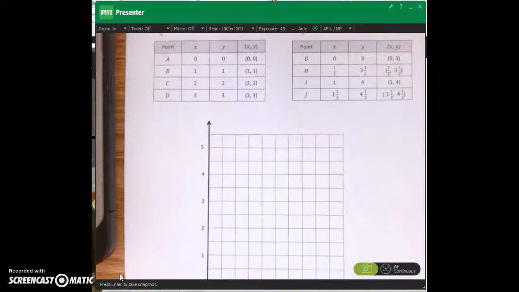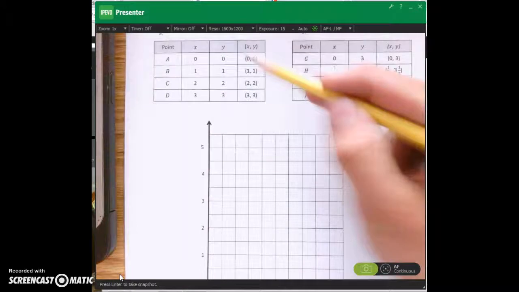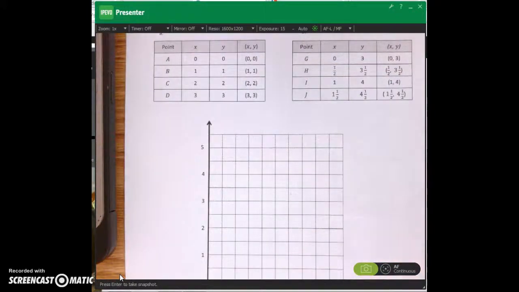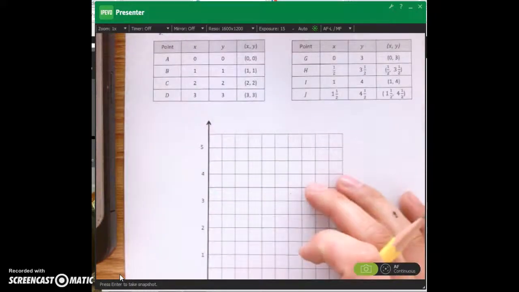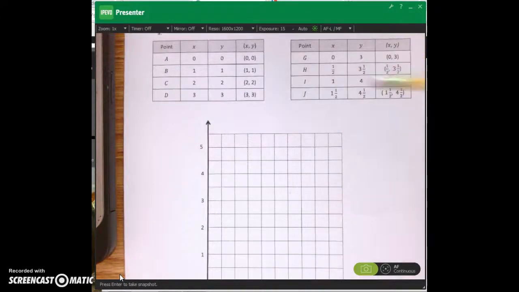Hello students. Yesterday we worked on graphing patterns from input-output functions like these up here on a coordinate plane. Today we're going to do the same thing, but we're not going to do just a single line on a single coordinate plane. We can also graph multiple points that create patterns or lines on a single coordinate plane.